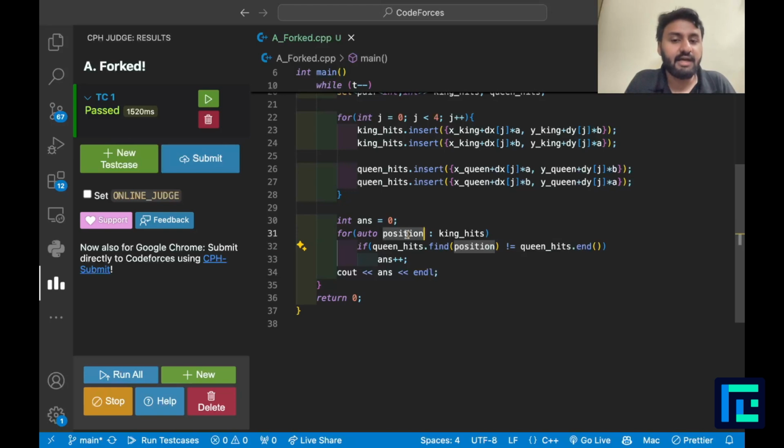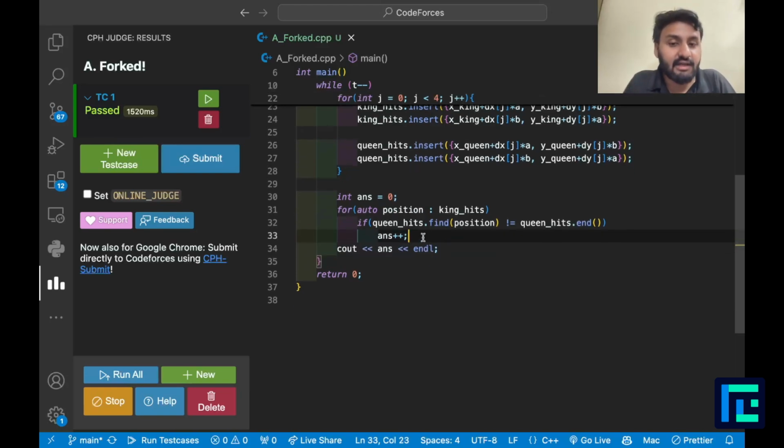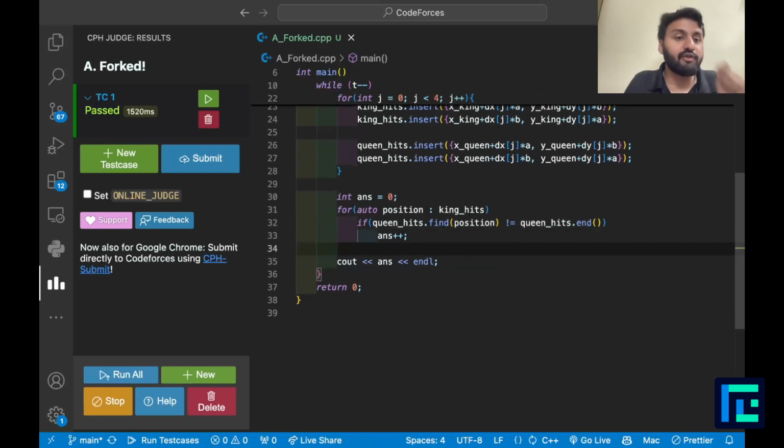You simply say, is this position that was present in king hits, do you find that in queen hits? If you find that in king hits and you also find that in queen hits, you increment your answer by 1. And finally, when you report your answer, you know for sure that you are printing exactly the number of positions which were present both in king hits and also in queen hits, effectively giving you your correct answer. So this is the whole problem. Very brute method, very implementation-type problem.